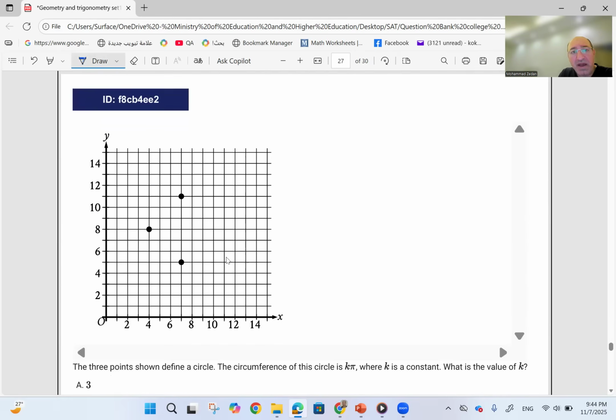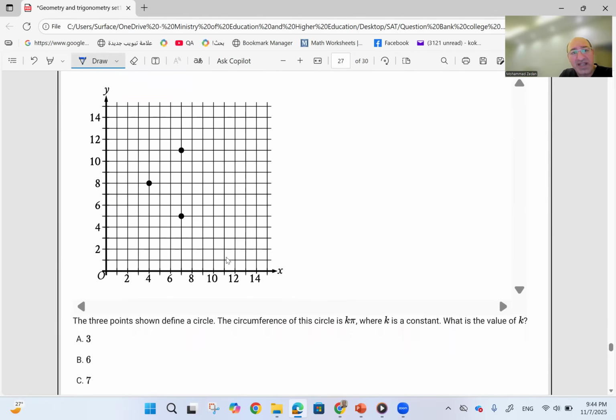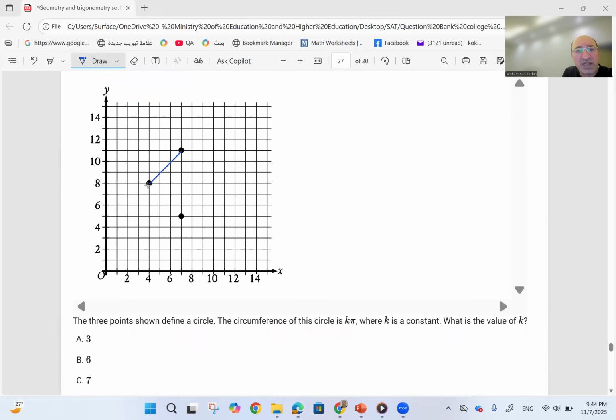Next question, very similar to the one we just did. I have a right triangle here. This circle passes through these points, and these points represent an isosceles right triangle like this one. Consider now there is a circle passing through this triangle. Always, if you have a right triangle inscribed in a circle, the hypotenuse of this right triangle is the diameter of the circle.